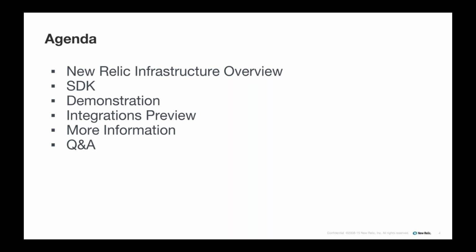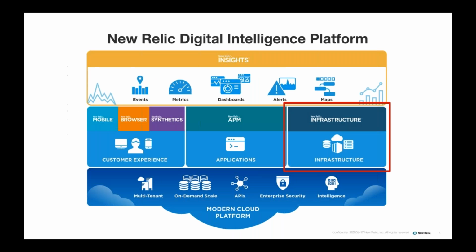So with that, let's talk about New Relic infrastructure a little bit. New Relic infrastructure is a product that's now about 7 months old. We released it last November. It's a standalone product, but it integrates in a lot of ways with the rest of our portfolio. It's not just about infrastructure monitoring, although that's its main purpose, but it also integrates with our other products like our APM tools or our mobile, browser and synthetics tools.